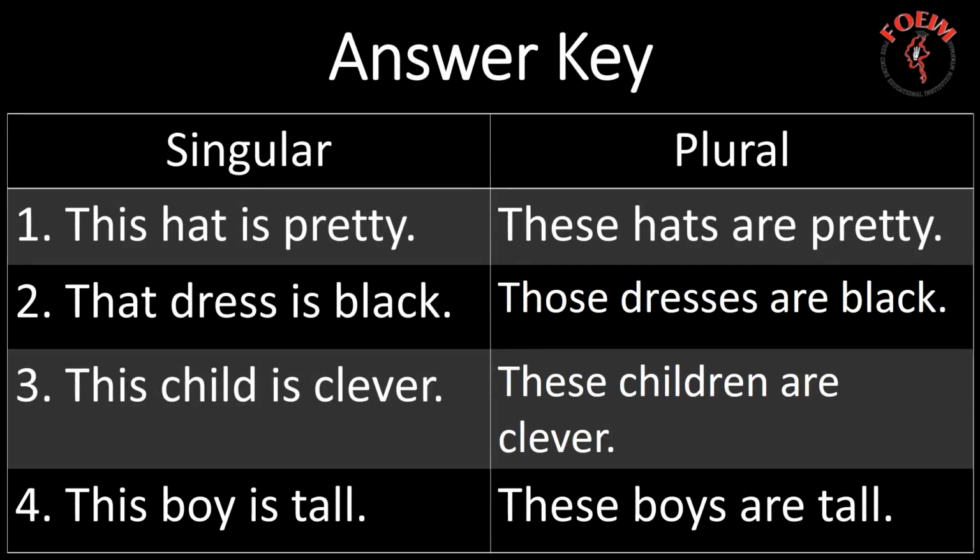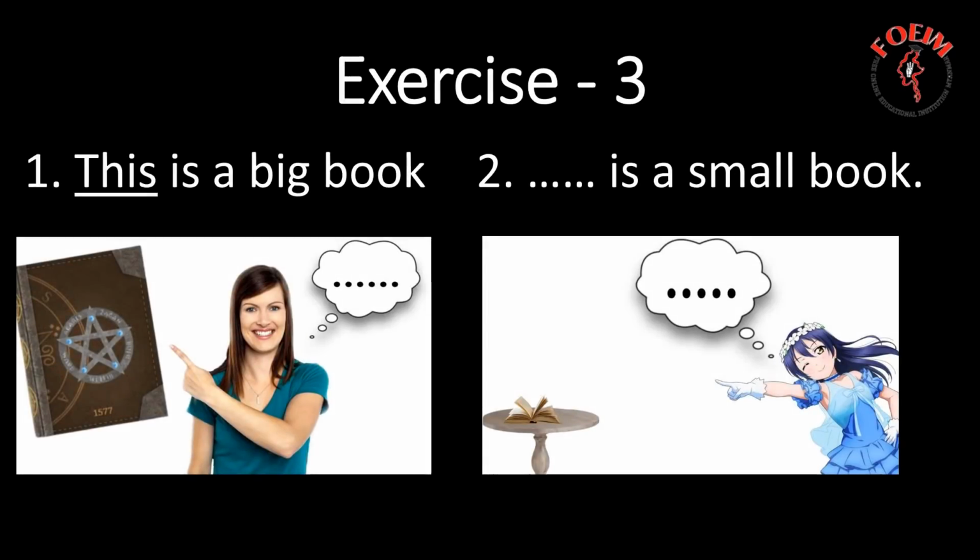Okay, let's check the answers. Number 2, that dress is black. So those dresses are black. Number 3, the plural form is these children are clever. So the singular form is this child is clever. Number 4, this point is tall. So these points are tall. Now let's do exercise 3. I'm waiting just a moment and we will check the answers.